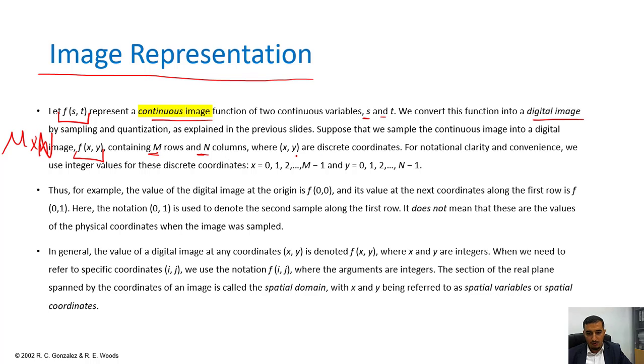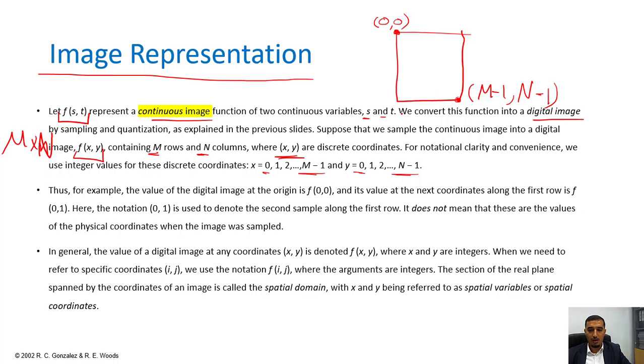size, where x and y are discrete coordinates, and x will have values from 0 up to m minus 1, and y will have from 0 up to n minus 1. Remember, our coordinates will start over here. This is our origin, which is 0, 0, and this point is m minus 1, n minus 1. So these are our values and the range will be between these.